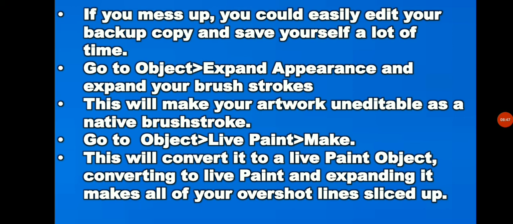Another is to go to Object, Live Paint, and Make. This will convert it to a live paint object. Converting to live paint and expanding it makes all your overshoot lines slice up. Zoom in and start selecting lines while holding down the Shift key. Convert it to live paint again and paint in color, using the Live Paint Bucket tool and the Direct Selection tool. Then select areas of color that you want to improve with shadows, highlights, or widgets.